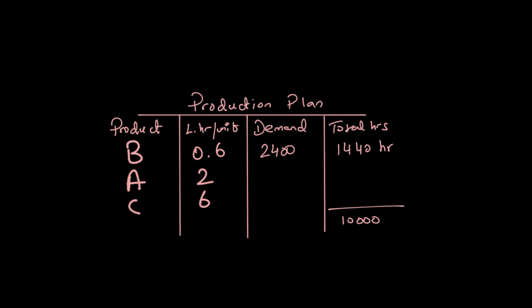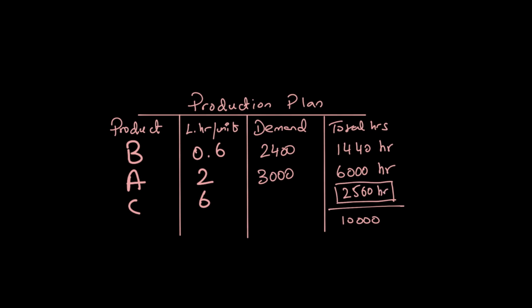Then you will make A. Now the demand for A is 3000 units. That's 2 hours into 3000. That is 6000 hours that have been allocated to product A. All right, so for product C over here, you're left with 2560 hours. If you calculate this, these are your outstanding hours.